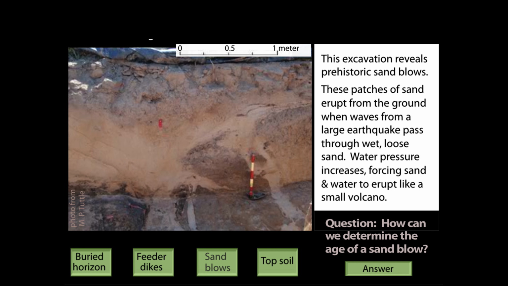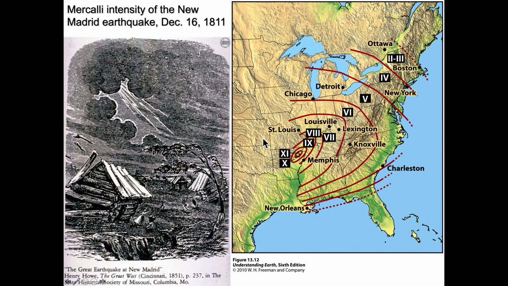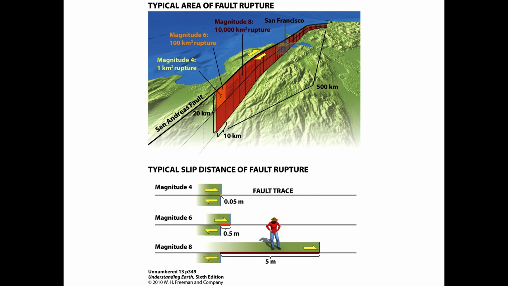We can date these materials by radiocarbon dating organic material that gets wrapped up, that gets deposited within the sand blow. It's not particularly accurate, but provides us with some idea. Now, when we look at a rupture of a fault, it's not just the movement, the displacement in terms of distance. It's the displacement in terms of area of rupture. Depicted here, for magnitude 4, we have 1 square kilometer of rupture. A magnitude 6 would result if there's 100 square kilometers of rupture. And 8 would occur if there's 10,000 square kilometers of rupture.